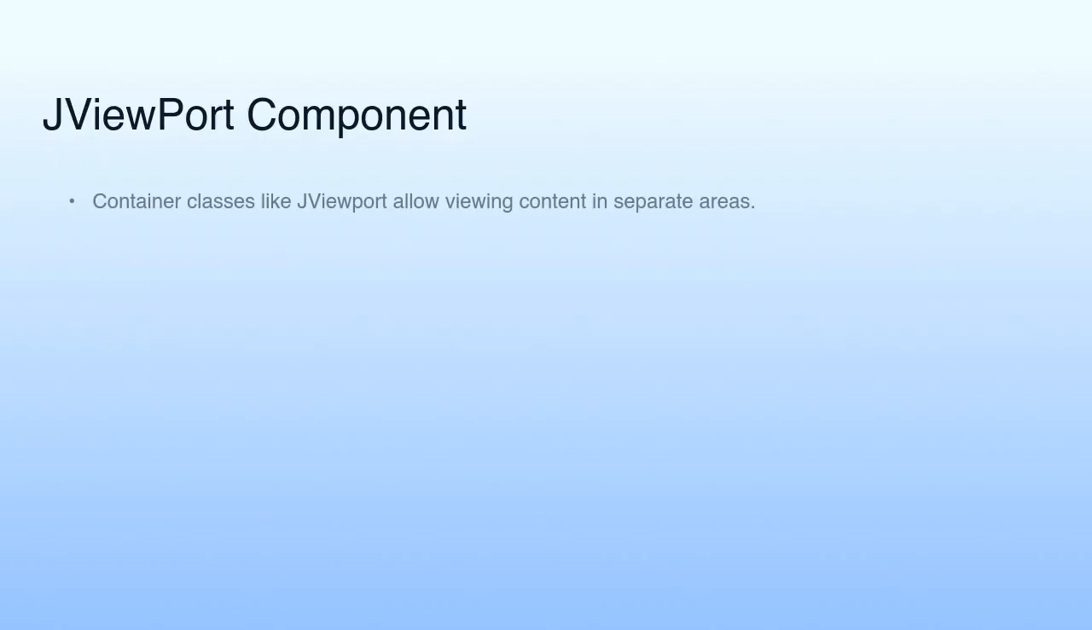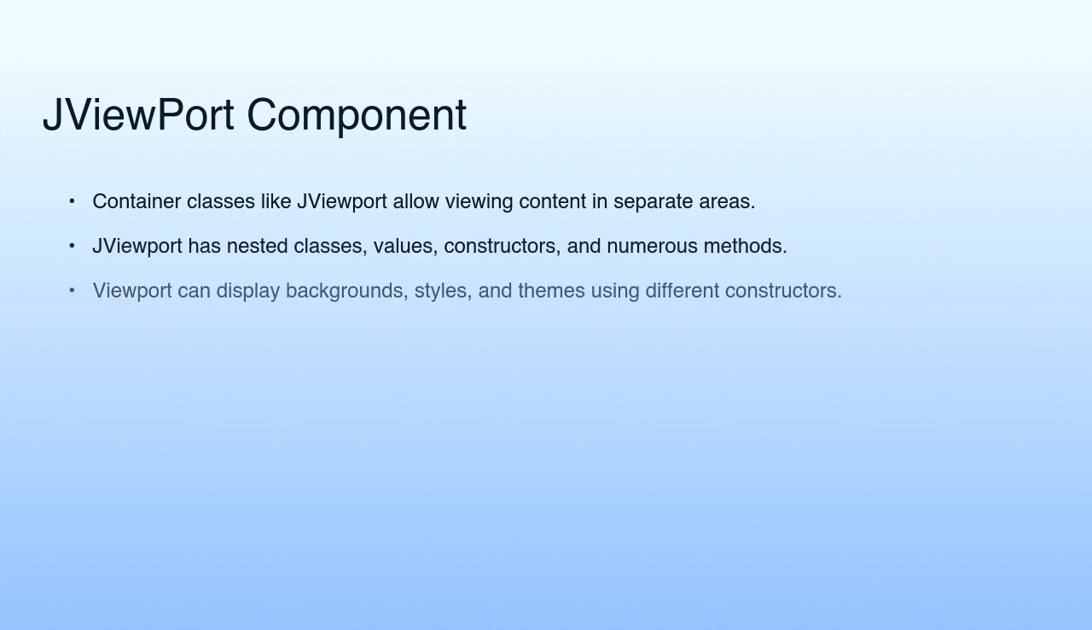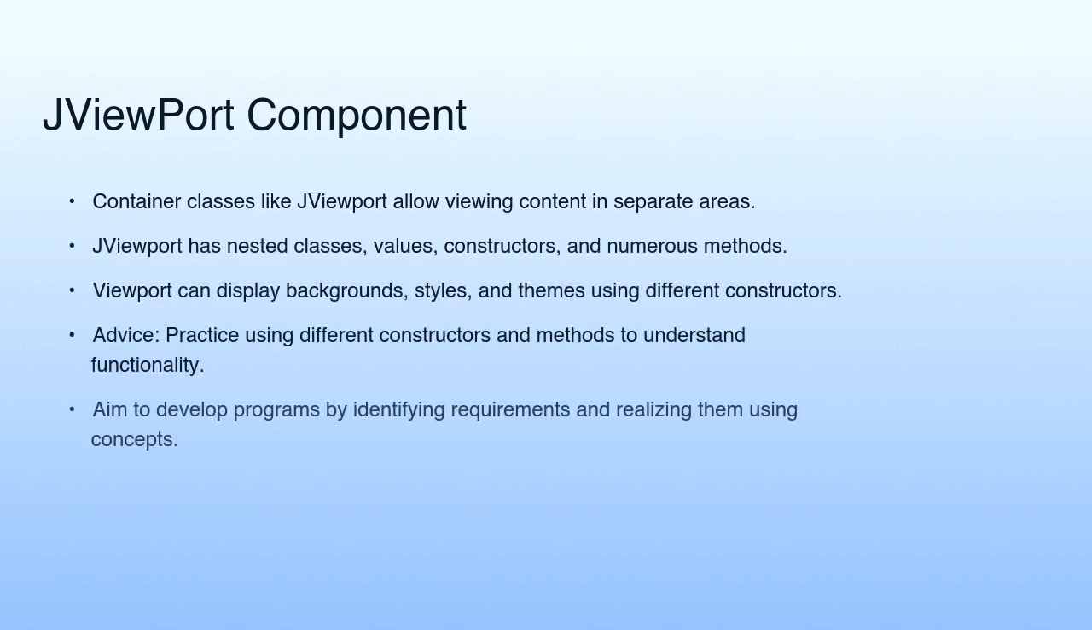Container classes like JViewport allow viewing content in separate areas. JViewport has nested classes, fields, constructors, and numerous methods. The viewport can display backgrounds, styles, and themes using different constructors. It is advised to practice using different constructors and methods to understand the functionality, and to aim to develop programs by identifying requirements and realizing them using the concepts.